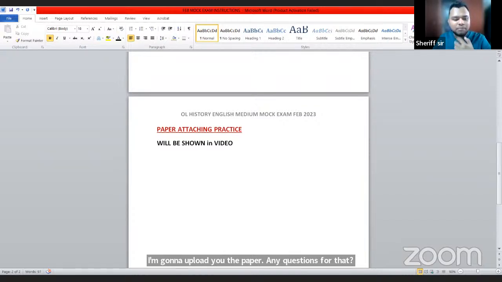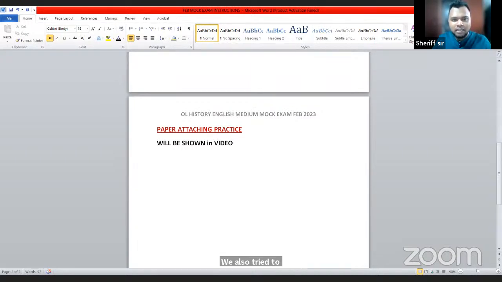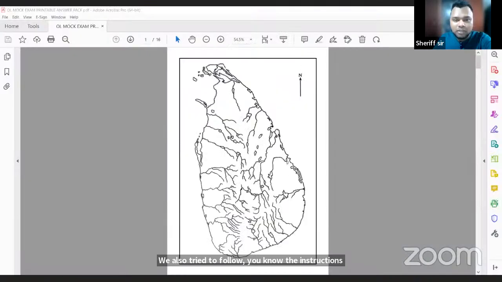So last July, I remember we had an exam like this. We also tried to follow the instructions. Our senior students who were with me last July already know the procedures. But here it's a little different, because I have added the order of attaching the paper as well. So here is a little tough. Here is like the same O-level standard.